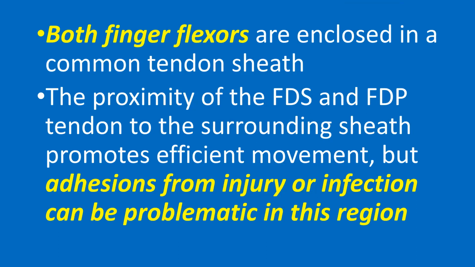Both finger flexors are enclosed in the common tendon sheaths. And this is bad because you see that there is a no man's area where if you get an injury and these become inflamed, they form an adhesion and they limit flexion and extension of the fingers, secondary to scarring and adhesions. Now, the sheath promotes efficient movement, but adhesions from injury or infection can be problematic in this region.